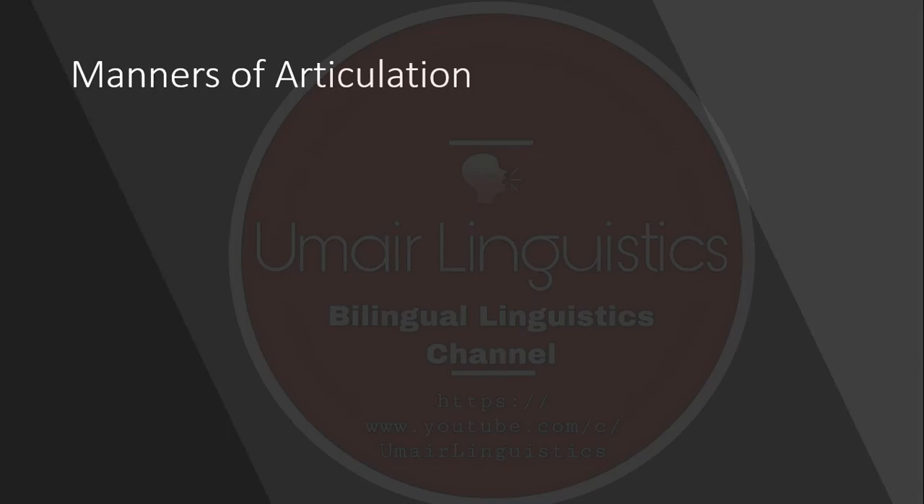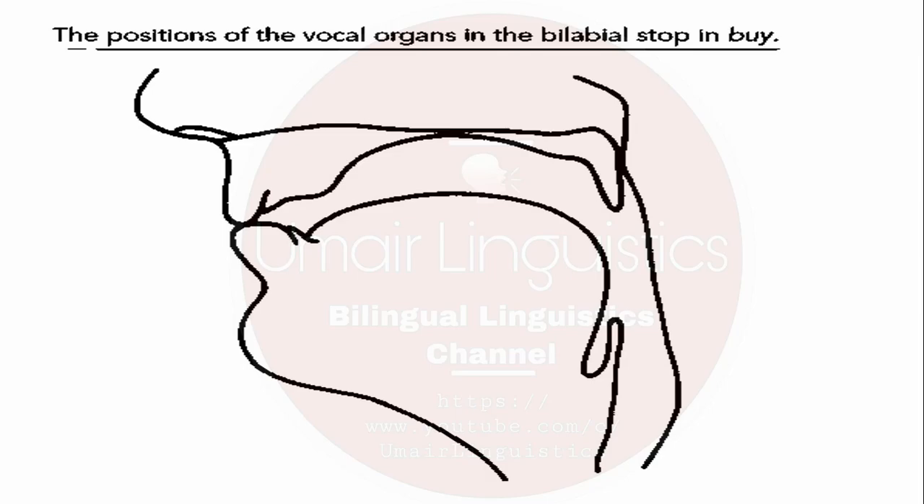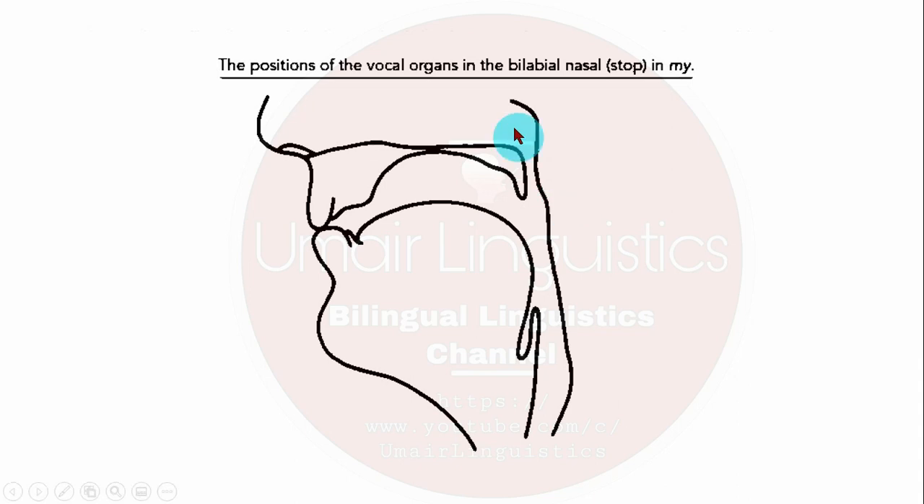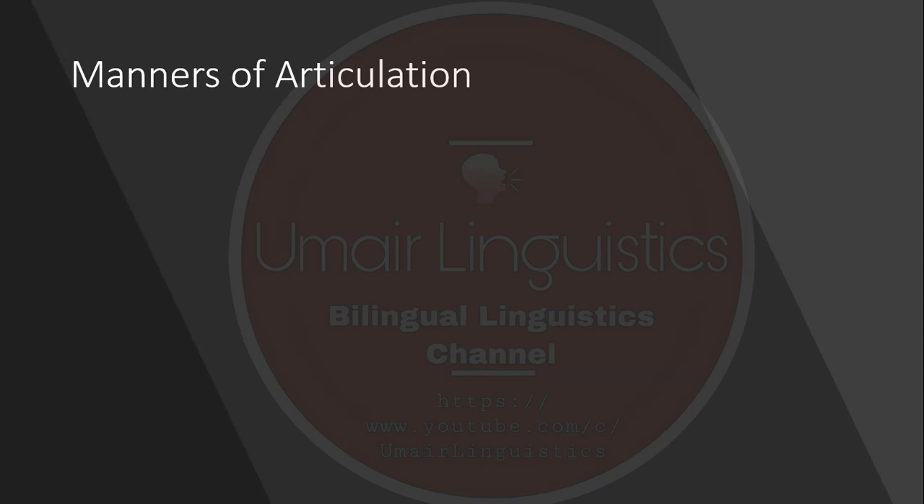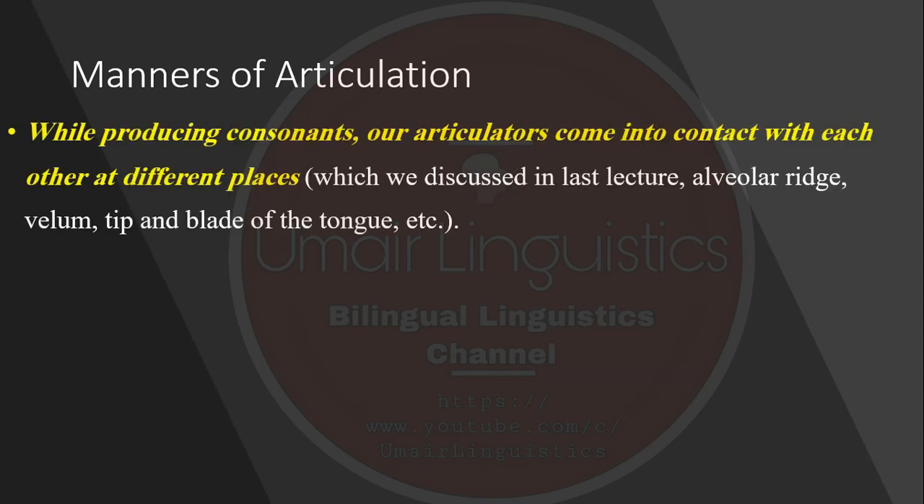Now we are going to discuss manners of articulation. So actually this is what we call the oro-nasal process. When the air is passing through the nose and we are producing some sound, we say that it is a nasal process. But when air is passing through the mouth and the velum is raised against the wall of the pharynx, we call it an oral process. Therefore we call it the oro-nasal process. And now we are going to discuss manners of articulation.